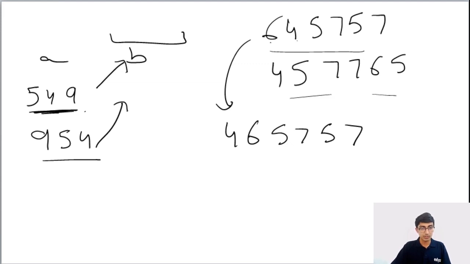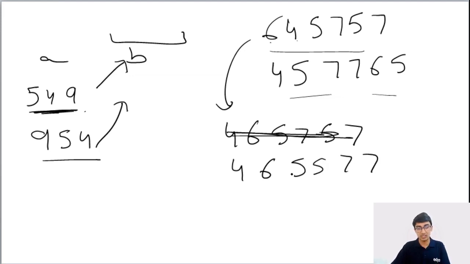To changing the digits of A, if not possible, print -1. Okay, so we can interchange more than one digit of A. So as per the output, this is not the answer. The answer is in fact 465577. That is what the answer is in this case.